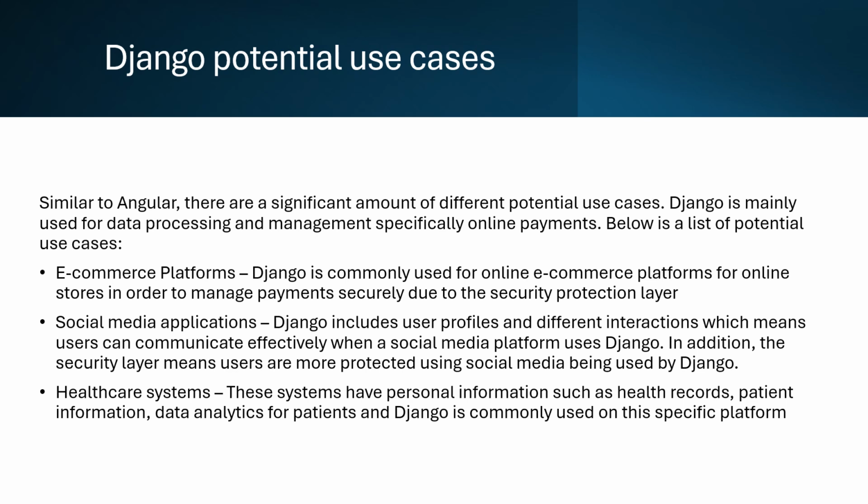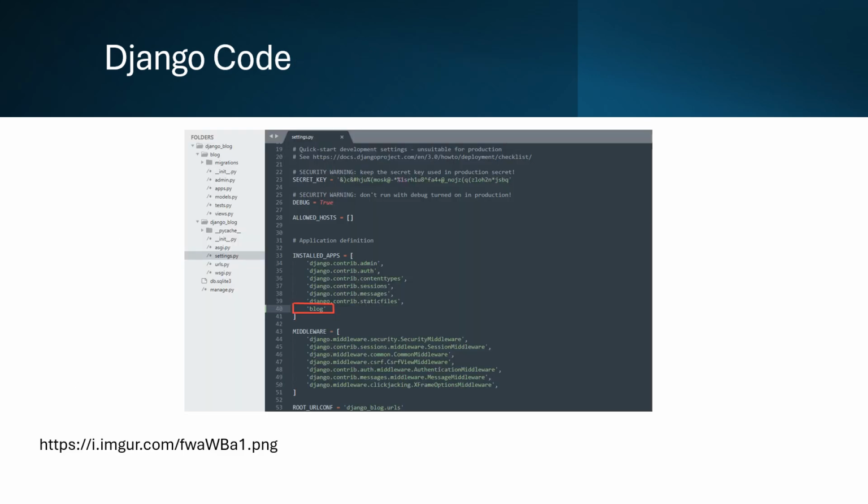Django includes user profiles and interactions, which means users can communicate effectively when a social media platform uses Django. In addition, the security layer means users are a lot more protected. Also, healthcare systems. These systems have personal information such as healthcare records, patient information, data analytics for patients. Django is commonly used on this platform. So this is an example of the Django code. As you can see, it's a lot more organized than Angular.